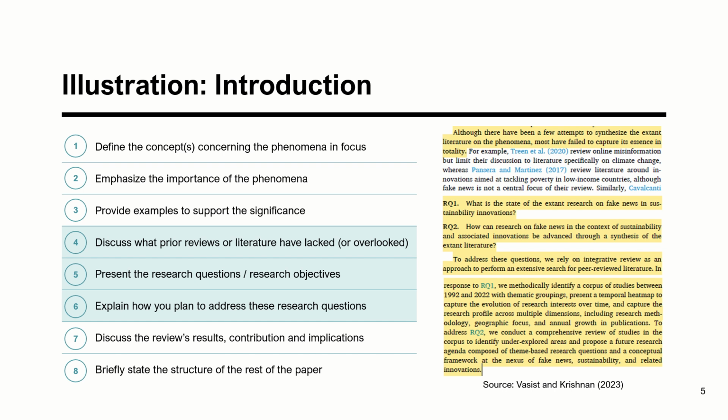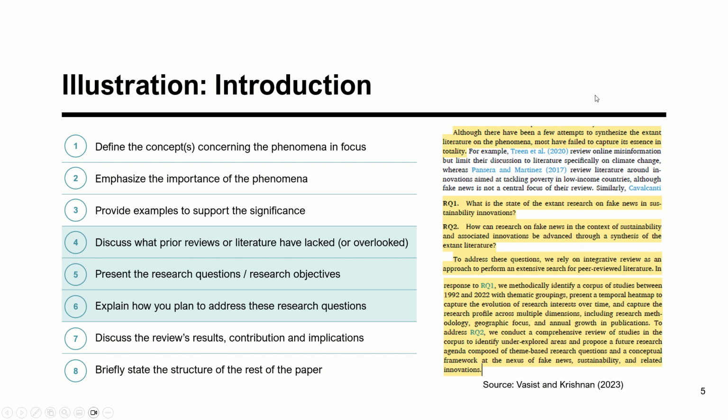yet another thing that literature reviews will typically have to do within the introduction is to discuss what prior reviews, if any, in this field have discussed and what have they lacked in terms of what have they overlooked. And then you present the research question or the objectives that serve as guiding principles for the rest of the review. And then you also discuss how you go about addressing these research questions.